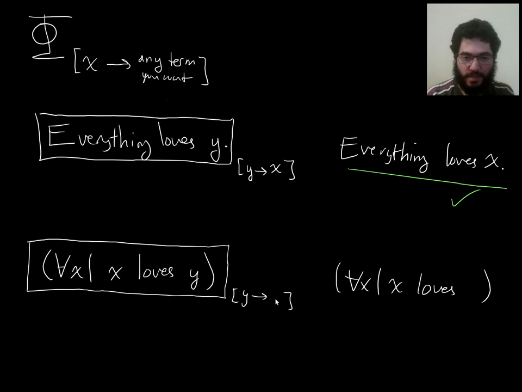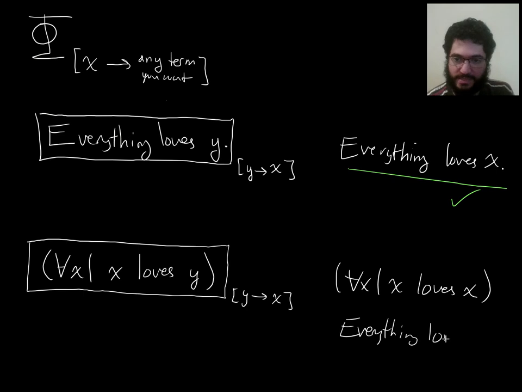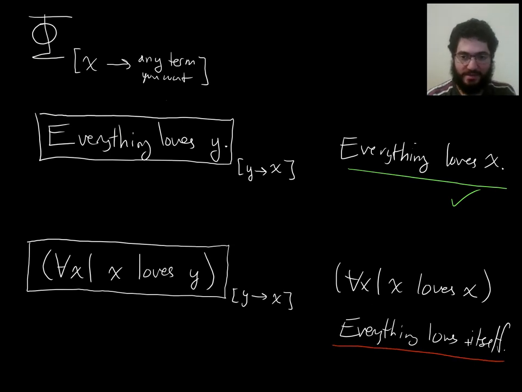But over here, if I make the same substitution, even though this is just a symbolic way of writing this, look what happens. I take all the y's and I replace them by x's. This now does not say everything loves x. It says, for all x, x loves x. In other words, x loves itself. This is saying everything loves itself, which is definitely different from saying everything loves x. And this is bad. So now we are unhappy with this. This is bad because it's different.